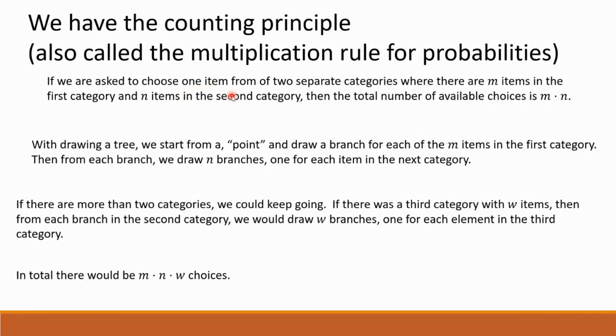Essentially, it's this. If you are asked to choose one item from 2 separate categories, there are m possibilities from the first category, and there are n possibilities in the second category, the total number of available choices is m times n. Essentially, to get the total number of outcomes, you multiply. There are m possible outcomes for the first choice, and n possible outcomes for the second. You just multiply.